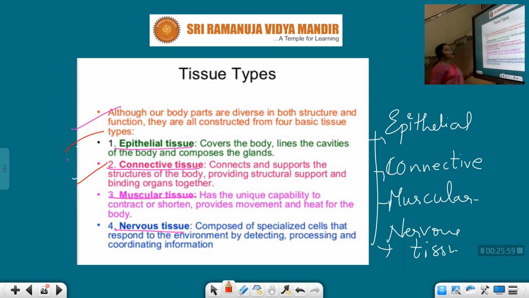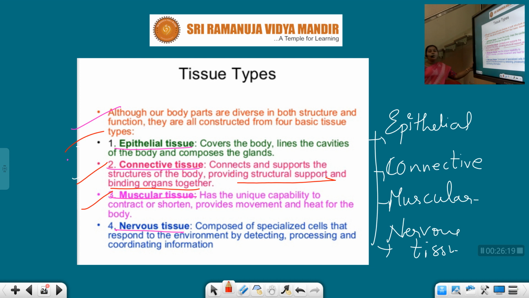Connective tissue connects and supports the structures of the body, providing structural support and binding the organs together. It gives structure and stability to the organism, and it also helps in the binding of the different organs in our whole body.